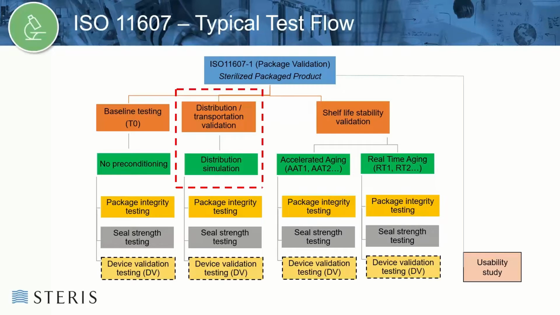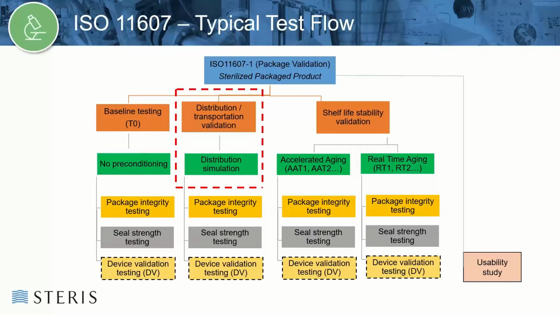So this is the typical test flow that you'll find from 11607. This test flow assumes that your sealing process of your packaging is qualified. You've done your IQ, your OQ, your PQ on that sealing process, and that you've already done some level of testing to show that you're getting the seals and the strength that you're looking for in your product.